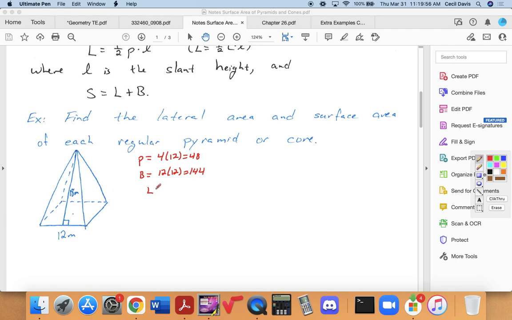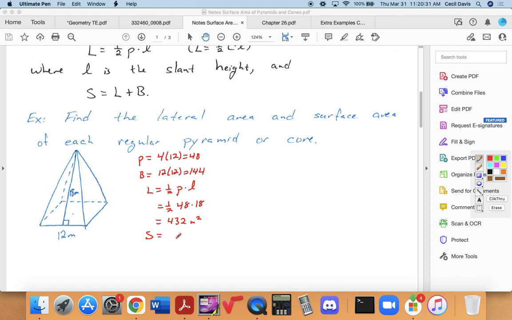The lateral area will be 1/2 the perimeter of the base times the slant height. So it's just like 1/2 base times height, except it's the perimeter all the way around the base of the solid, and it's the height of the lateral face, which is the slant height. So that's going to be 1/2 of 48 times 18. That's 360 plus 72 is 432, if I did that right in my head, square meters.